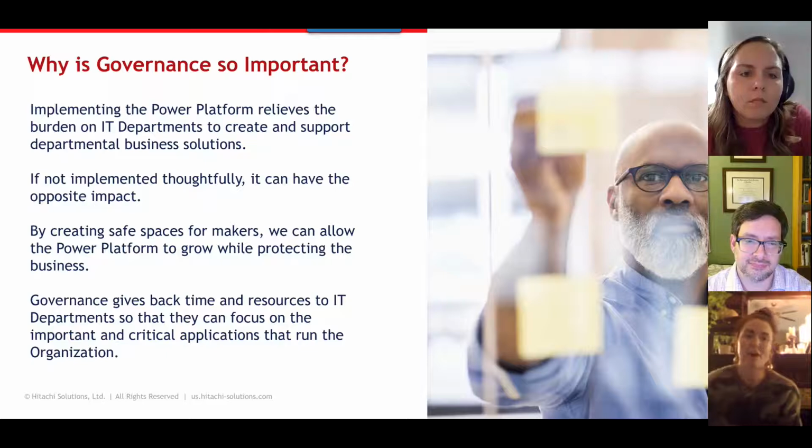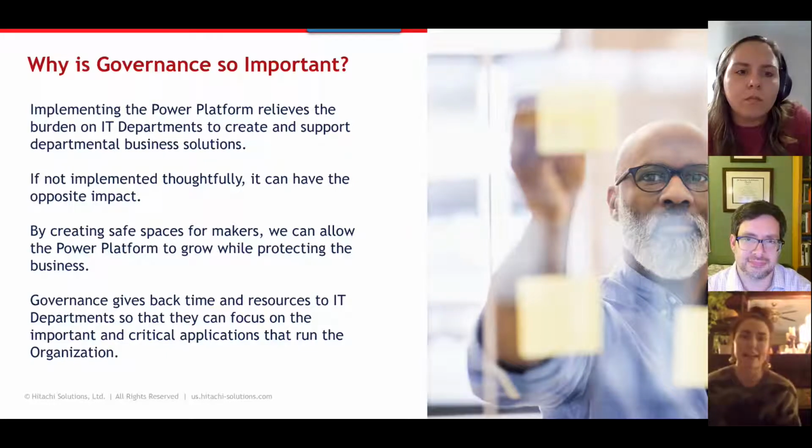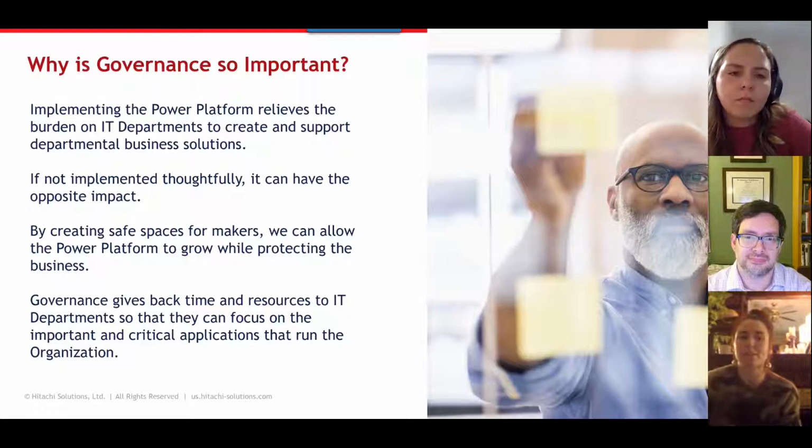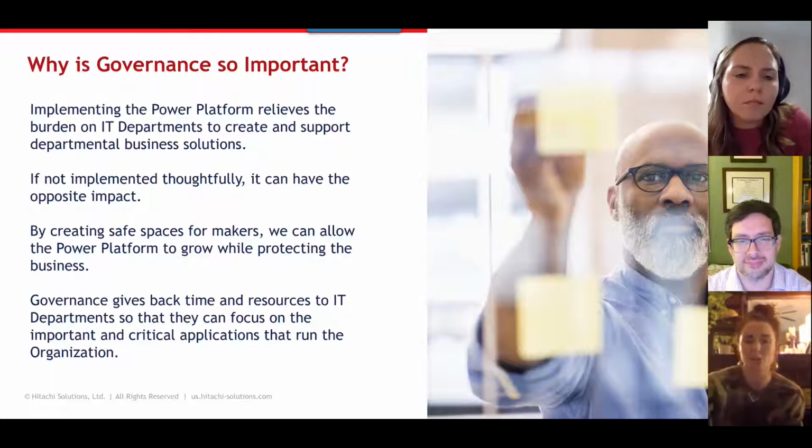And if it's not implemented properly, it can actually have the opposite effect. So it's really important for us to create those safe spaces for makers, protect the business, but also give back time and resources to those departments so they can focus on those critical apps, those 20%.